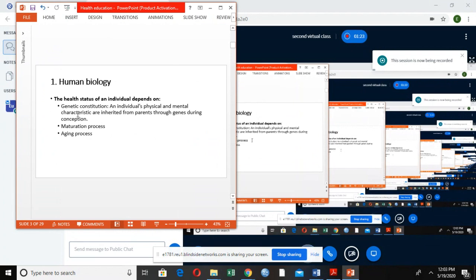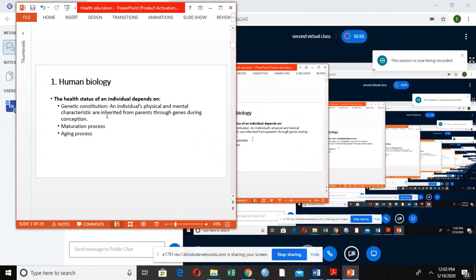That's why I'm saying it's genetic constitution, where an individual's physical and mental characteristics are inherited from the parents through genes during conception. After you have been conceived, the mother's and the father's genes come together, and the genes will determine your mental and physical characteristics. Also, these genes might be modified when you're maturing, and also when you're aging. So all this will determine the health status of a person.